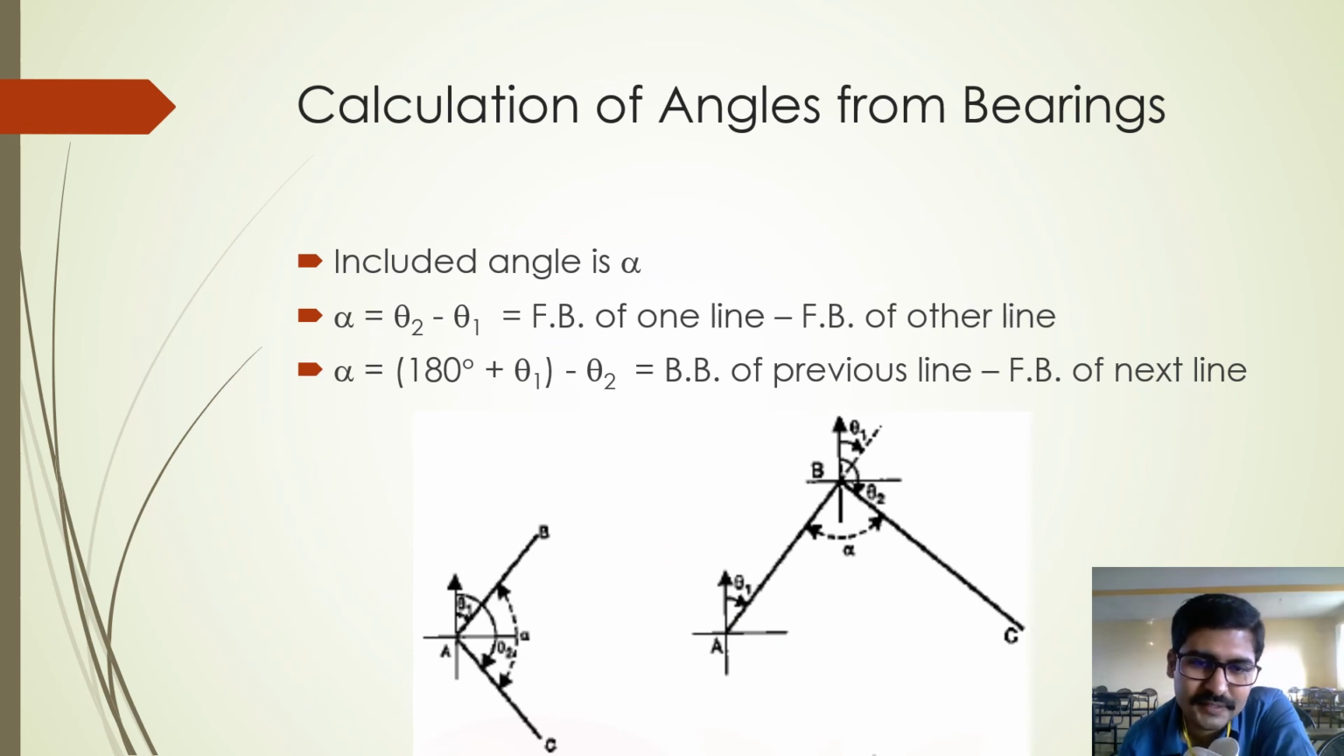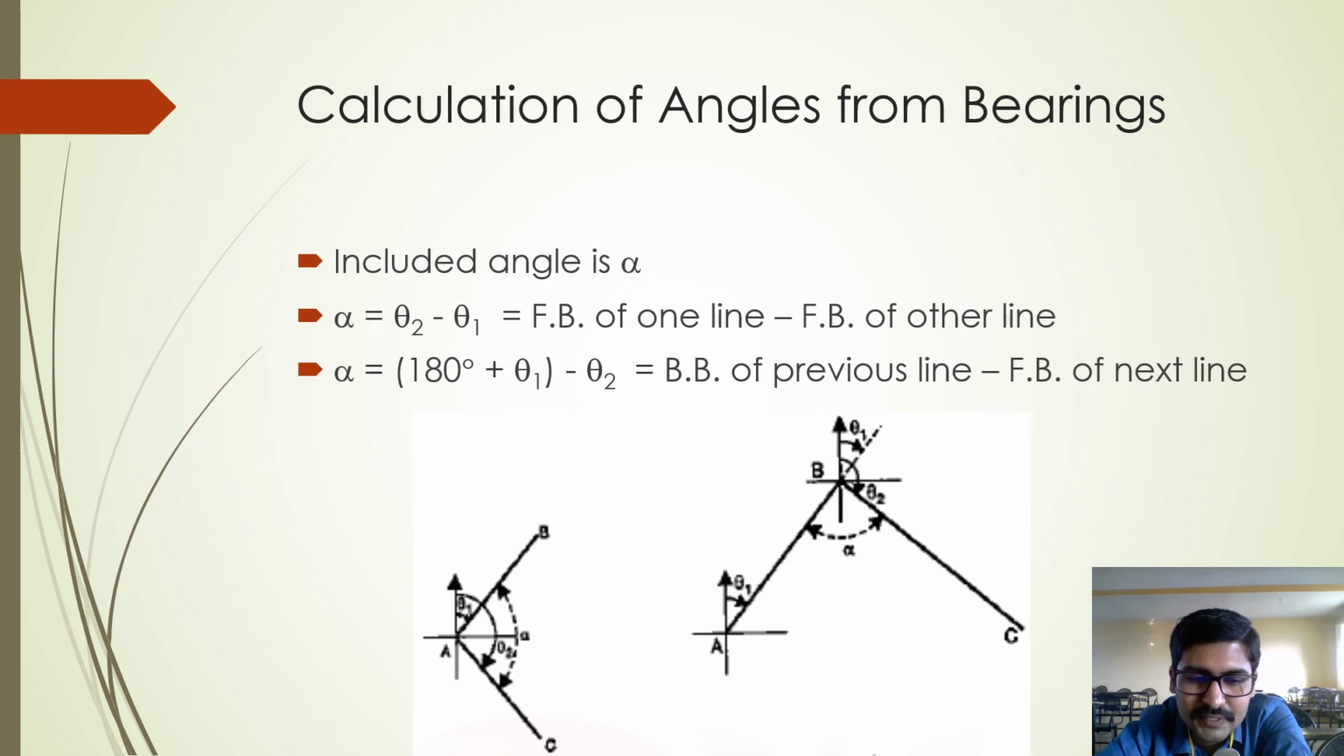And these are some of the examples or applications of bearings. If I have the bearing of any line, will I be able to get the angles of the line or not? Look at the small example here. There is line AB and there is line AC, and I know the fore bearing of line AB and the bearing of line AC. I know both the bearings. One is written as theta 1 and another is written as theta 2. Theta 1 is fore bearing of line AB and theta 2 is fore bearing of line AC.